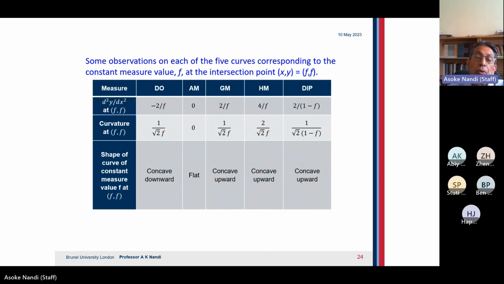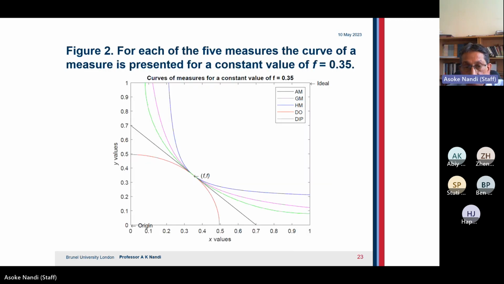What it says is that DO, this is to do with curvature. AM, I just want that black one. This is a straight line. This black one is always a straight line. Whether you are here or here or here, it's always a straight line. And because it's a straight line, there is no curvature. This one has a curvature, which is pointing this way. And these three have curvature pointing that way. So remember, these three have similar curvature, not the same in magnitude, but the same in sign. The red one has the opposite, and the black one, the arithmetic mean, has no curvature.